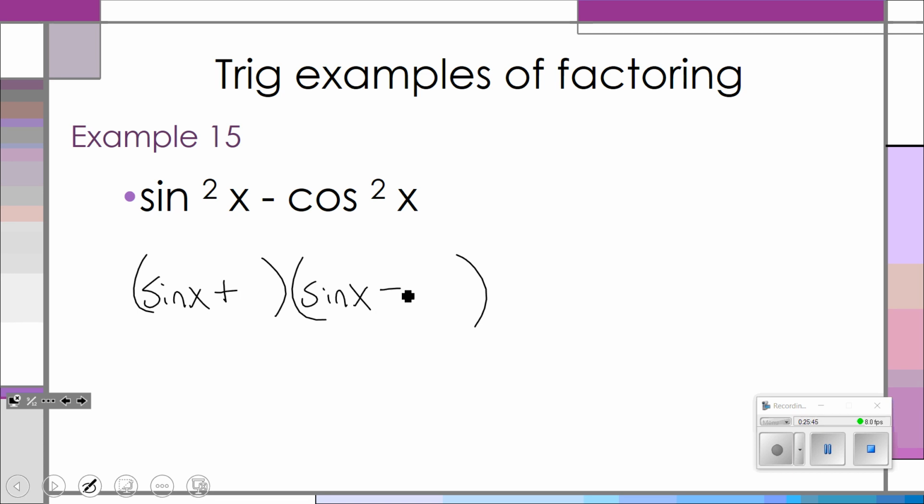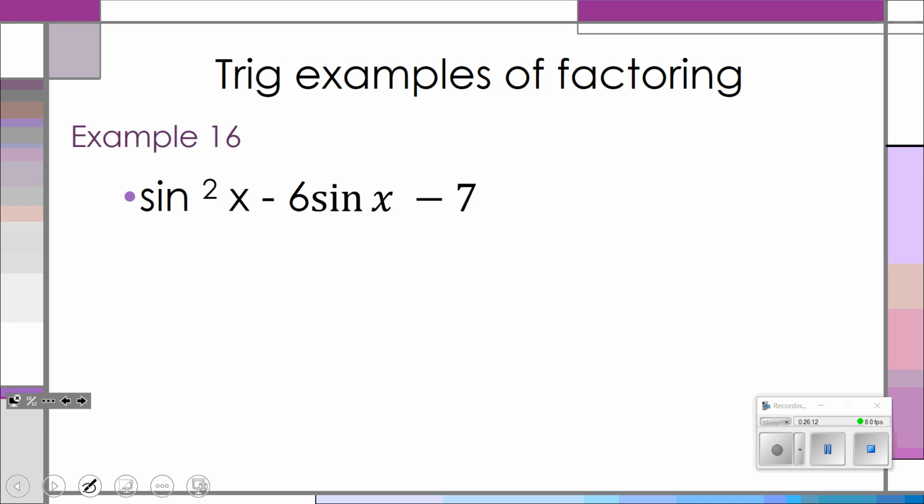And then, how would you factor cosine squared x? Cosine of x times the cosine of x. And that's how you would factor that. Did that blow your minds? Treat sine squared x the same way you would treat a variable squared. Does that make sense? You treat it the exact same way. Okay? All right.